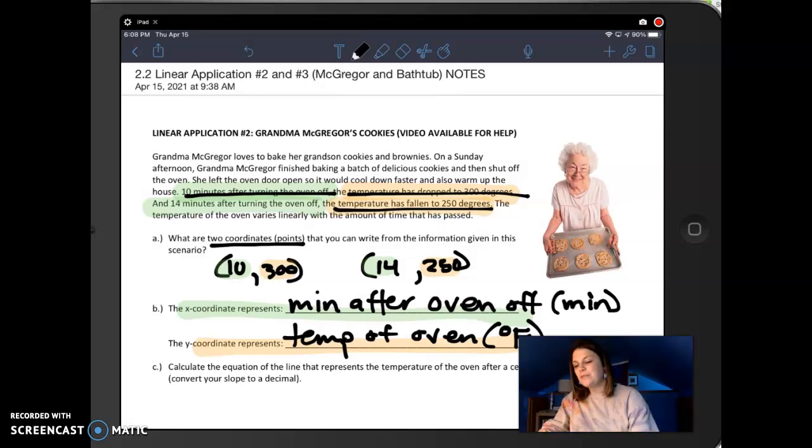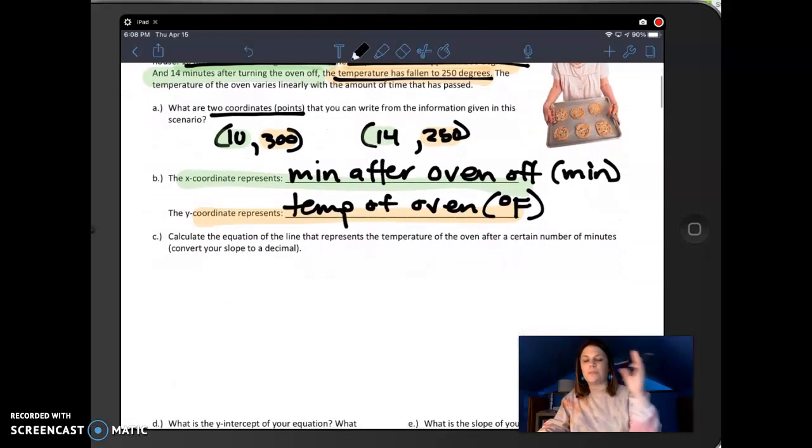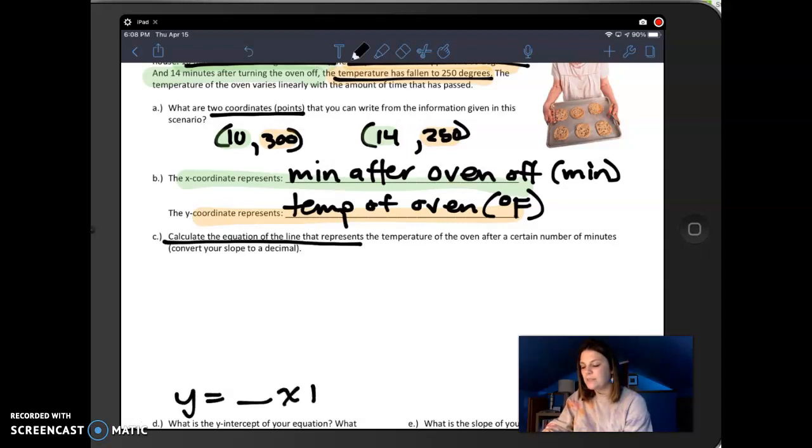All right, so now that we have 2 points and we understand what's going on in the problem, we can say we are going to calculate the equation of a line. Find the equation of a line. Whenever we see something that says find the equation of a line, we know we're going to set ourselves up for success with y equals blank x plus blank. All right, so the first step into filling in these blanks is to find the slope.